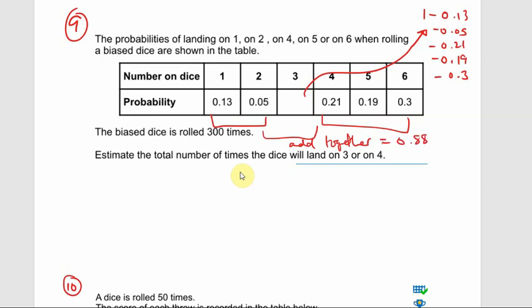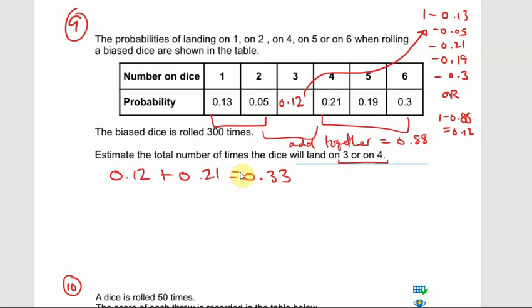So this number here must make up what adds up to 1, because remember, probability is always what adds up to 1. So that's 0.12. Probability of landing on a 3 or a 4. Well, that's going to be 0.12 plus 0.21, because we're just adding up the probabilities of the 3 and 4 there.